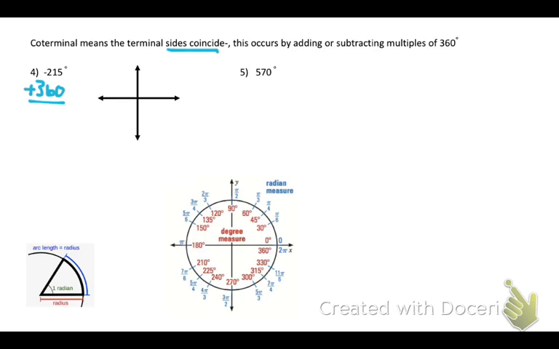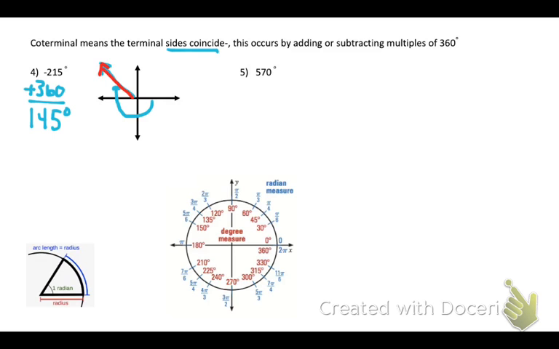So for instance, with negative 215, I can add 360 degrees. So negative 215 on this graph, this is negative 180, we'd go a little bit more, so maybe something like this would be negative 215. But when we add 360, we get a positive 145 degrees. So now, if we look at this terminal side, doesn't it look like 145 degrees?